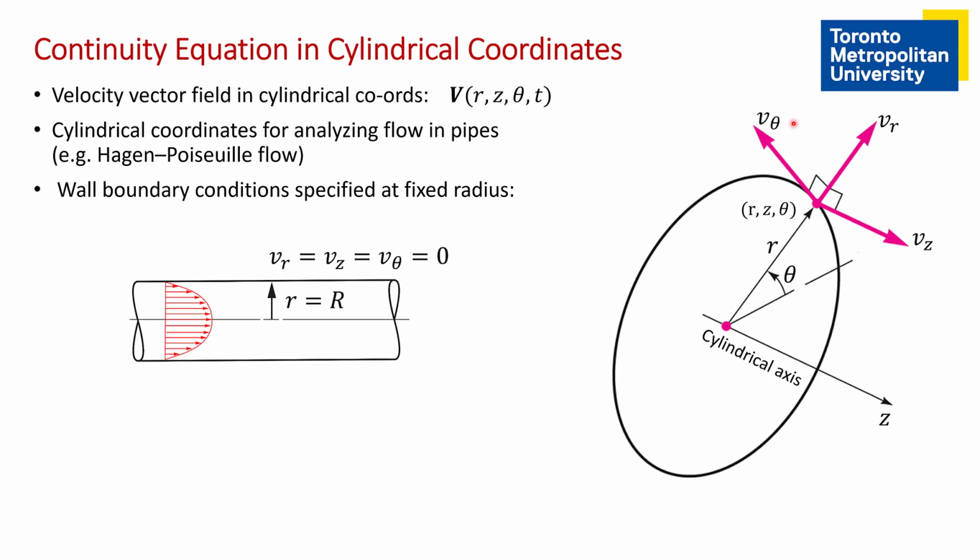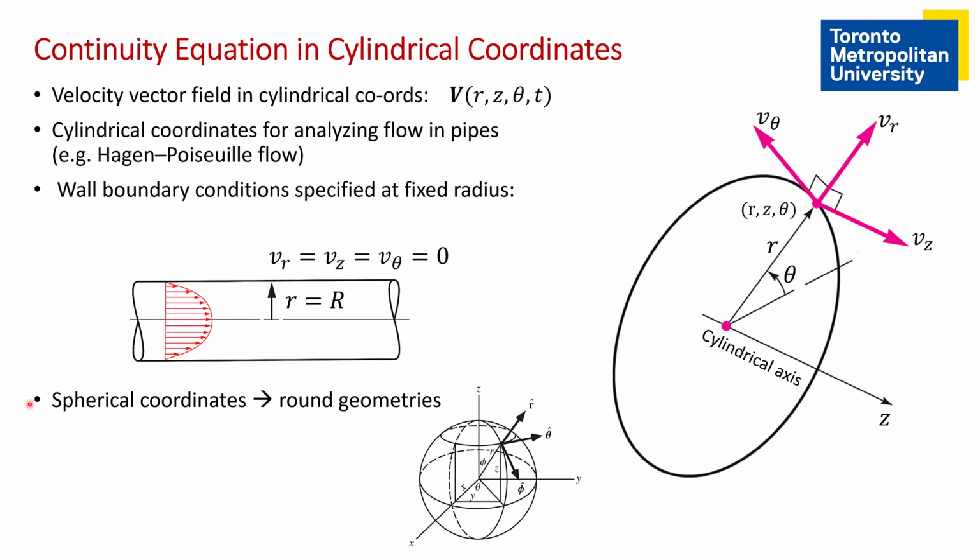Cylindrical coordinates are particularly useful for analyzing flow in pipes as well as other round geometries. The main reason I'm doing this derivation is because we will need to use cylindrical coordinates in an upcoming analysis of laminar flow in a round pipe called Hagen-Poiseuille flow. And we use cylindrical coordinates because the boundary wall conditions need to be specified at a fixed radius. At the pipe wall, in other words, at r equals big R, we have the no-slip and impermeability conditions, so Vr, Vz, and V theta equal 0. And using cylindrical coordinates makes it easy to handle these boundary conditions.